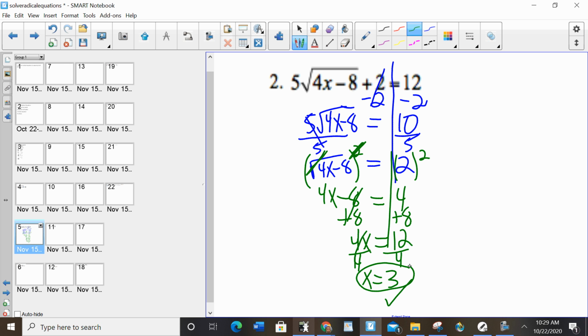So again, I isolated the radical. I subtracted 2, and then I divided by 5 to get the radical by itself. Once I had the radical by itself, I squared both sides because the square and the radical cancel. From there, I solved the equation, and I checked.